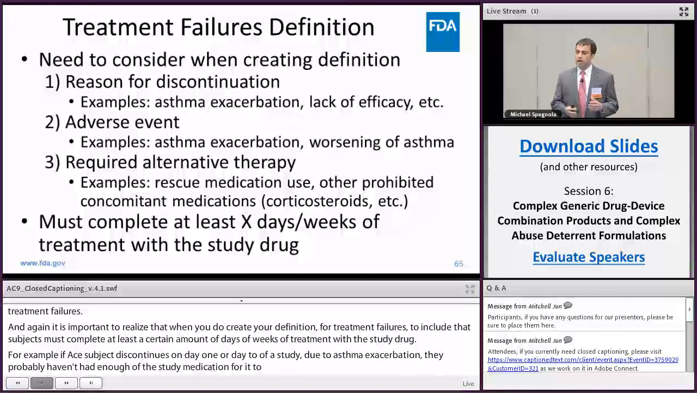And again, we leave that up to the applicants, but in terms of recommendations on how to decide how long of a time period, and this varies tremendously based off the study and the study drug, it's how long you would expect for the medication to take full effect.